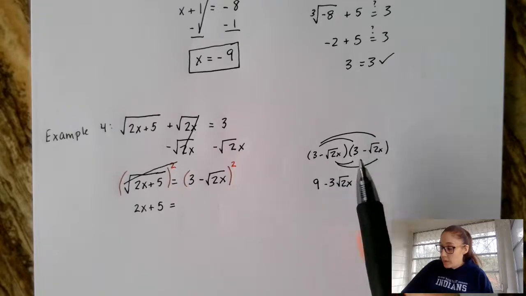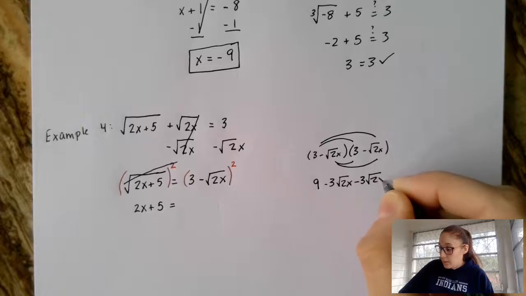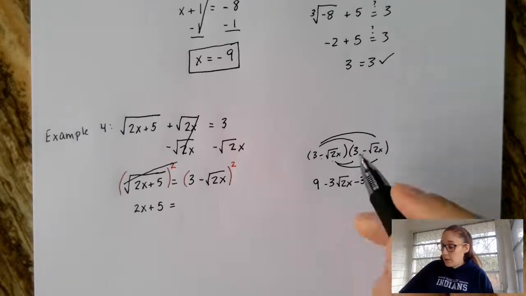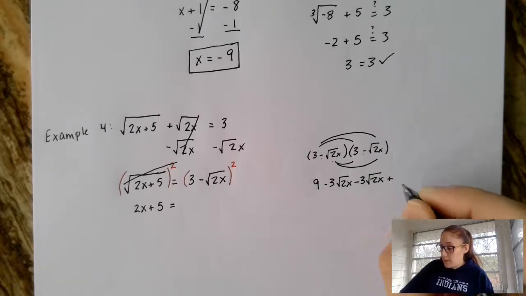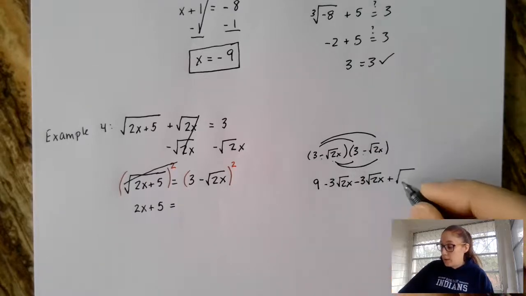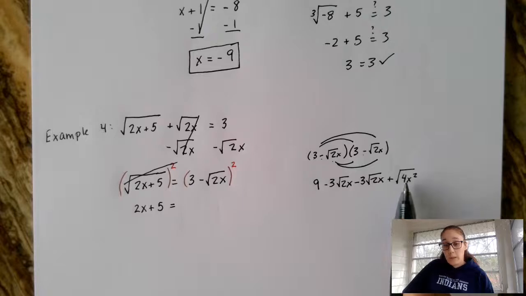Negative radical 2x times 3 is another negative 3 radical 2x. And then negative radical 2x times another negative radical 2x. Well, two negatives make a positive. And then 2x times 2x is 4x squared. And this can be simplified, right? That just equals 2x.